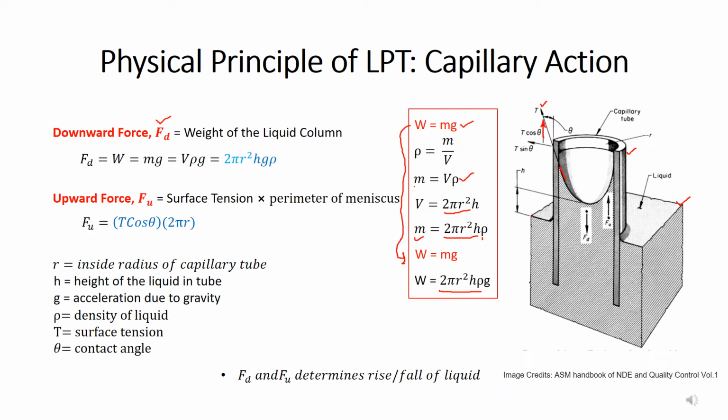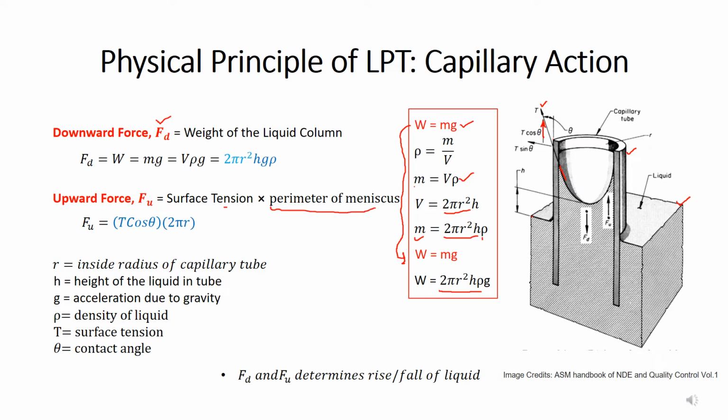So the upward force is the force which is due to the surface tension. As the liquid rises upwards, we have to choose the component of the surface tension which is pointing upwards. So here in this case it is T cos theta. The surface tension is the force per unit length, and if we have to calculate the total surface tension force, then we have to multiply the surface tension with the perimeter of the meniscus.